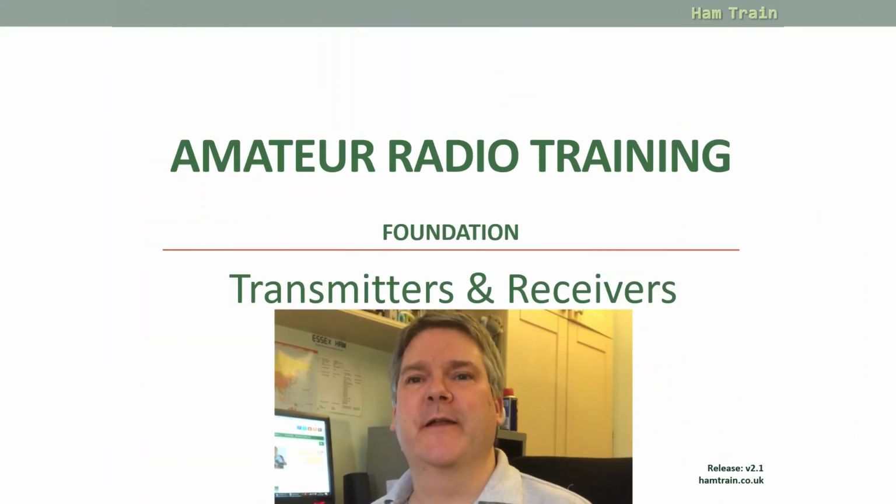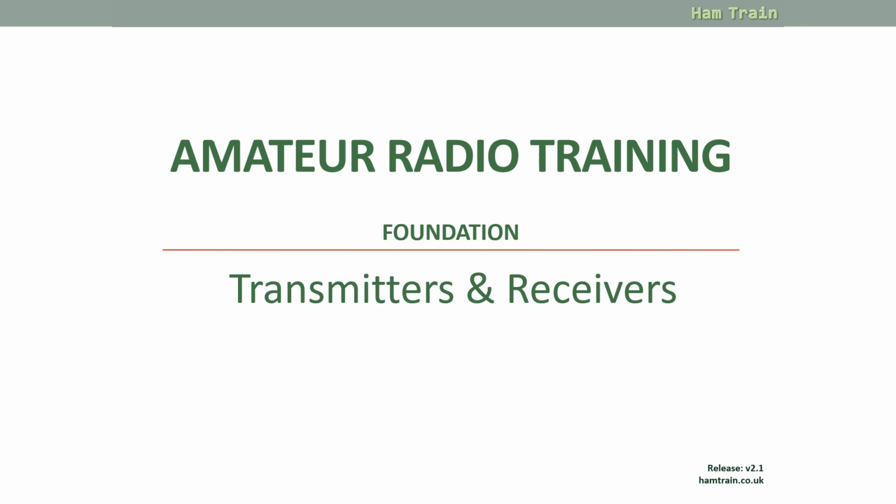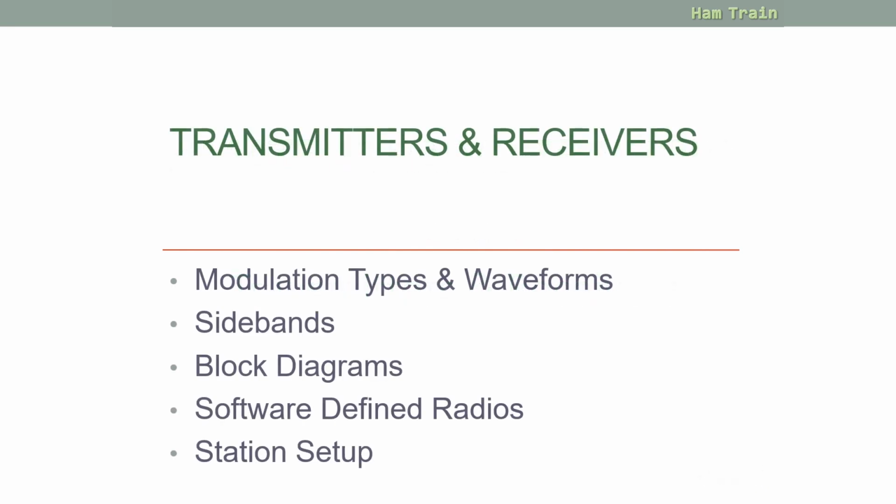Hello, my name's Pete and I'll be your guide for this module. Transmitters and receivers. This covers the basic principles on how radio signals are transmitted and received. In this module, we'll look at the various modulation types and waveforms. We'll look at sidebands, the block diagrams for transmitters and receivers, a little bit about software-defined radios, and how to set up your amateur radio station.